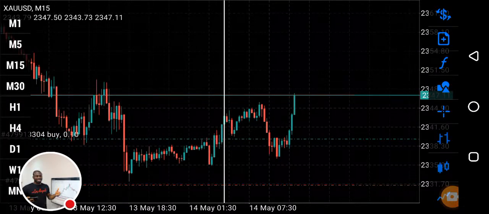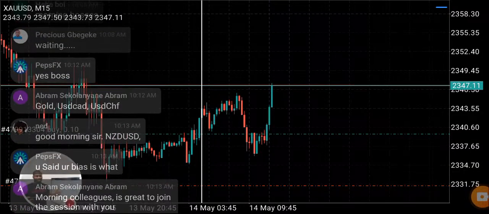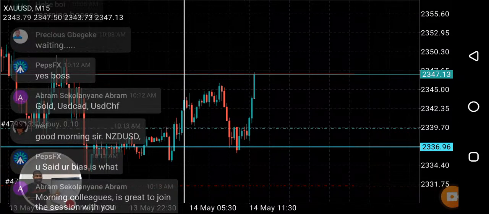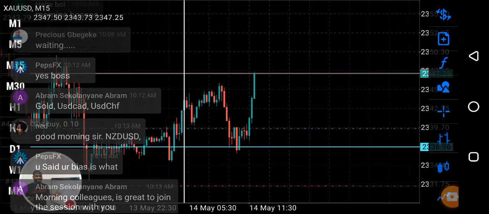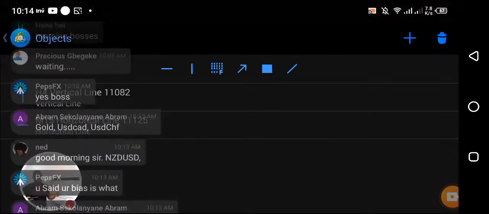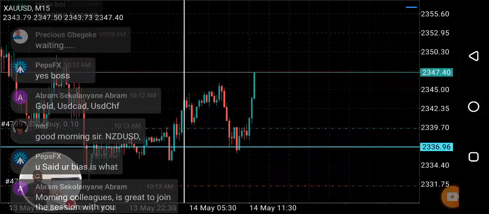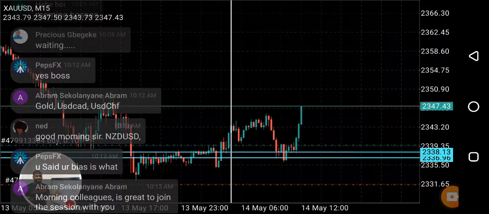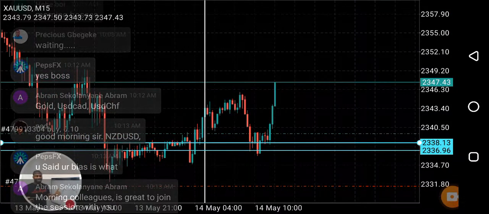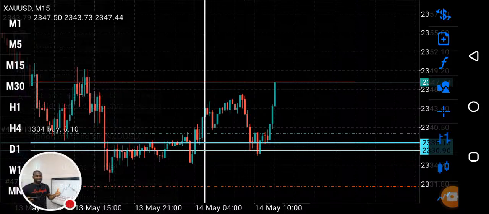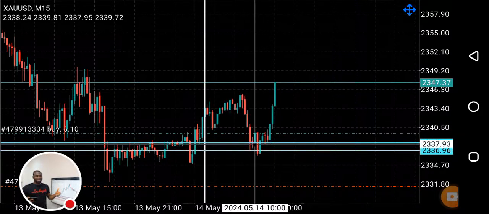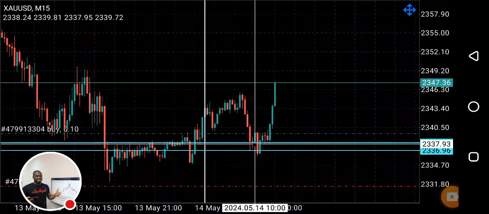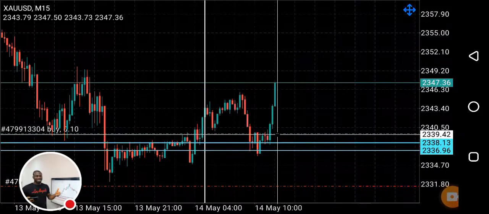Can you see the fair value gap that was created on 15 minutes? So that fair value gap got filled. You can see why I bought gold. The fair value gap got filled at this point. I waited for a candle to close above the high of that fair value gap. That's the reason I executed a buy trade on gold.